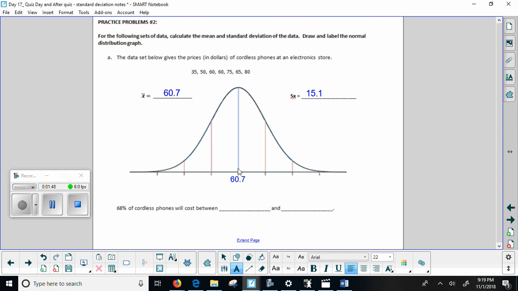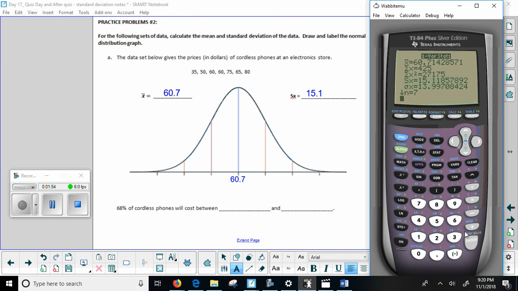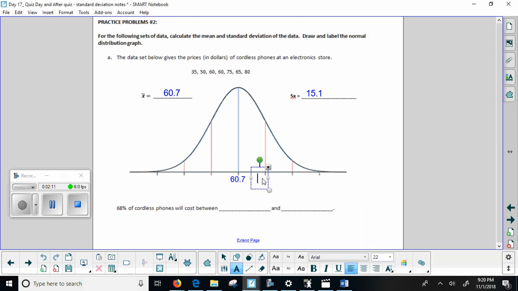Now I have to go up and down by this standard deviation. So I'm going to start by going up. I've got 60.7, and then I have to add my standard deviation, 15.1, and I get 75.8. So that's this value right here, 75.8.